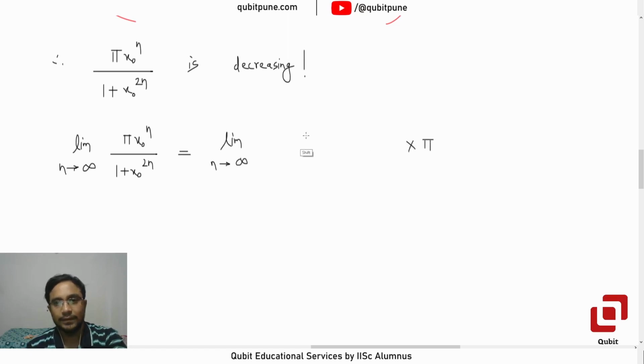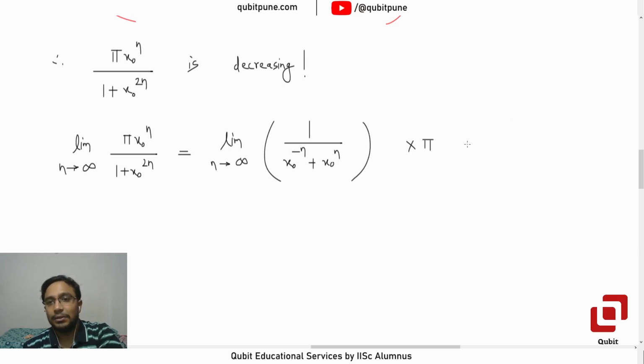Pi has no role to play, so let's write it here. Let's isolate it. Again, let's divide the numerator and the denominator by x naught raised to n. So it will be x naught raised to negative n plus x naught raised to n. And we know that this limit is going to be 0, because if n tends to infinity, doesn't matter whether x naught is greater than 1 or less than 1, one of these numbers will tend to 0 and the other will tend to infinity, so this will be 0.